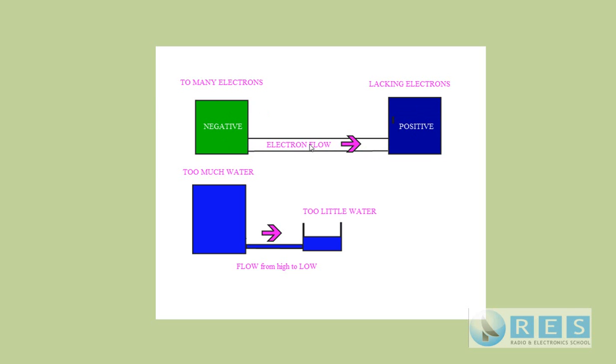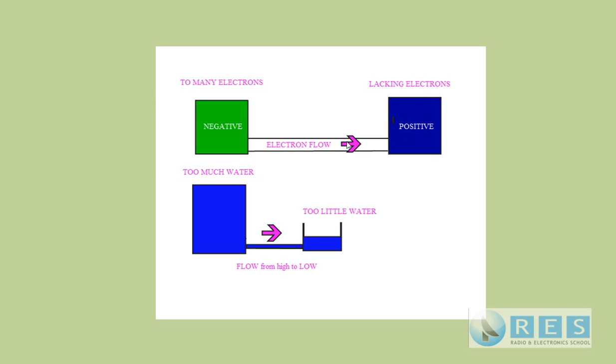The pressure that exists between the two is called voltage. The flow of electrons between the two is called current, and the opposition to that flow by the atoms in the metal is called resistance. Voltage is measured in volts, current is measured in amps or amperes, and resistance is measured in ohms.